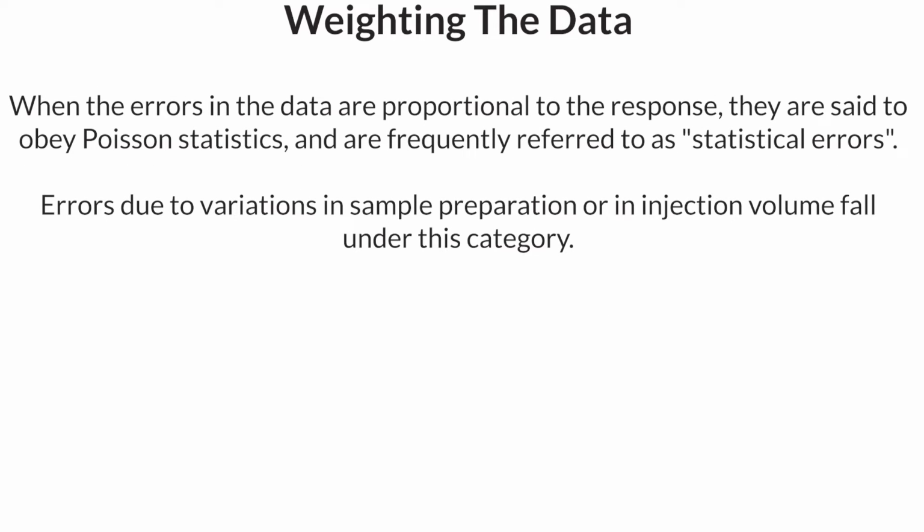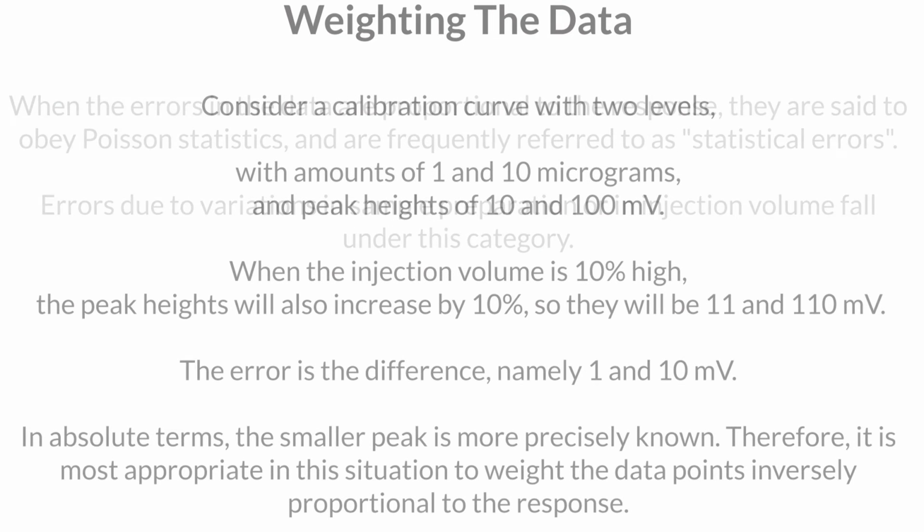When the errors in the data are proportional to the response, they are said to obey Poisson statistics, and are frequently referred to as statistical errors. Errors due to variations in sample preparation or in injection volume fall under this category.